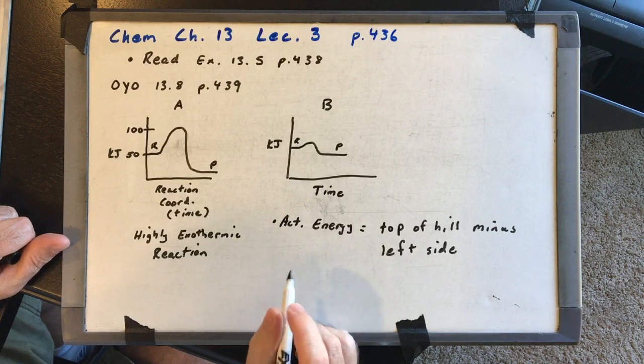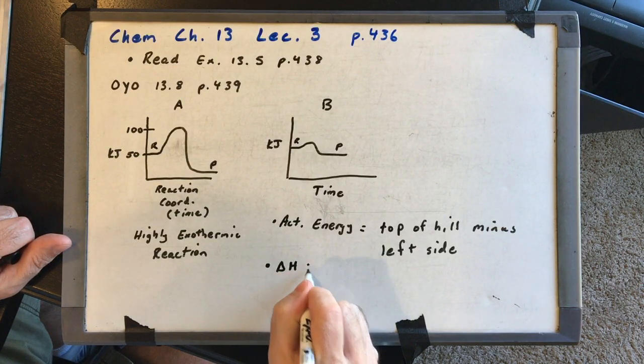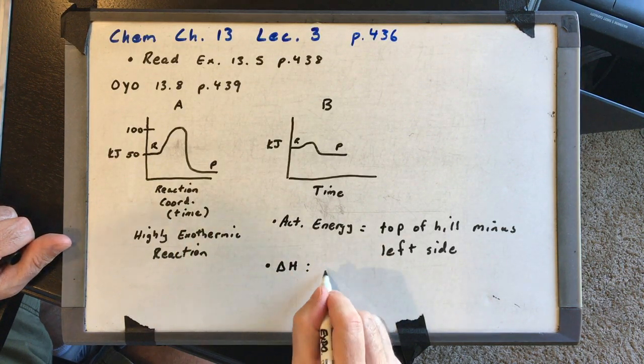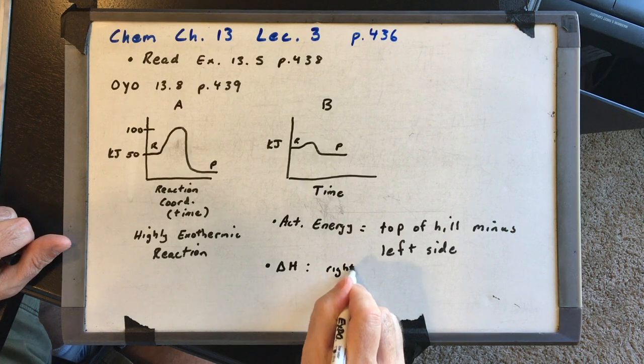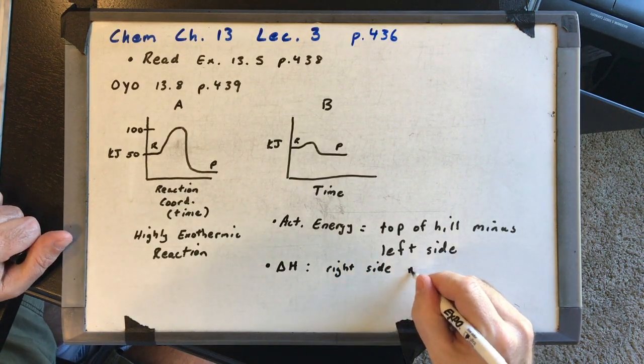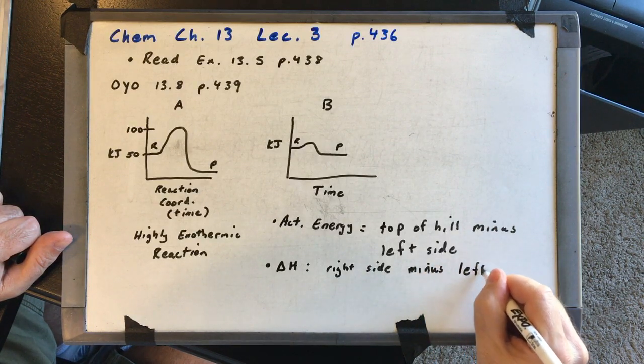All right? And then delta H, how could I get delta H from an energy diagram? It's just the right side minus the left side.